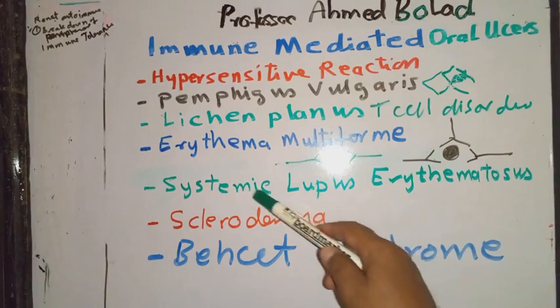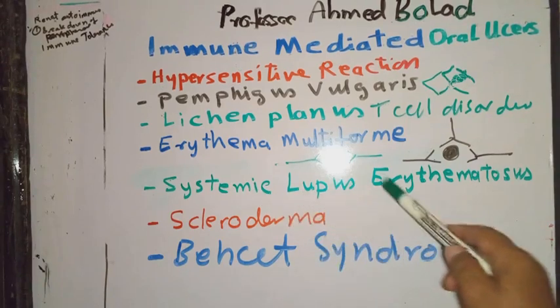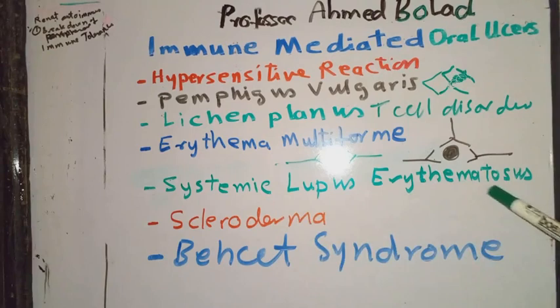In case of SLE, or systemic lupus erythematosus, as you know, SLE is an autoimmune disease. It is a hypersensitive reaction type 3, and it is immune complex mediated. Usually the oral ulcer is painless. So ulcers in the mouth without pain, we suspect in this case SLE.